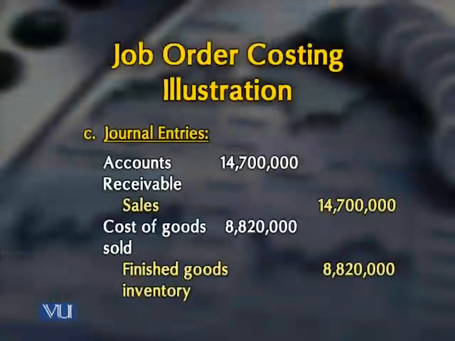Do remember, overheads are always applied at a rate. It's not actual, because it's very, very difficult to determine for each job individually how much overhead is actually going to be incurred. But we always use a rate, and from that rate we add the cost to that particular job. Now, coming to the journal entries for this job order, if this job is, say, sold for 14.7 million, you have to make two entries. One is accounts receivable, credit sales, and the other one is cost of goods sold to finished goods inventory.